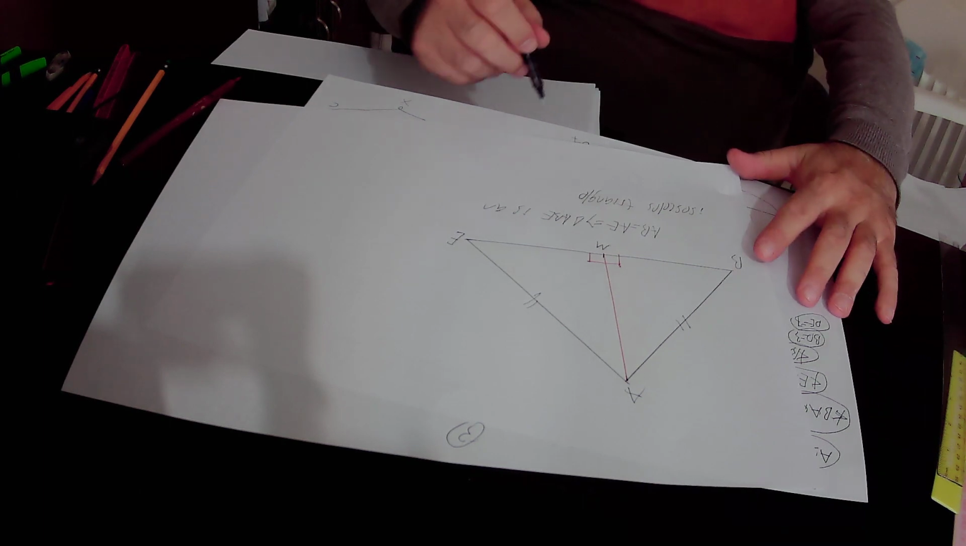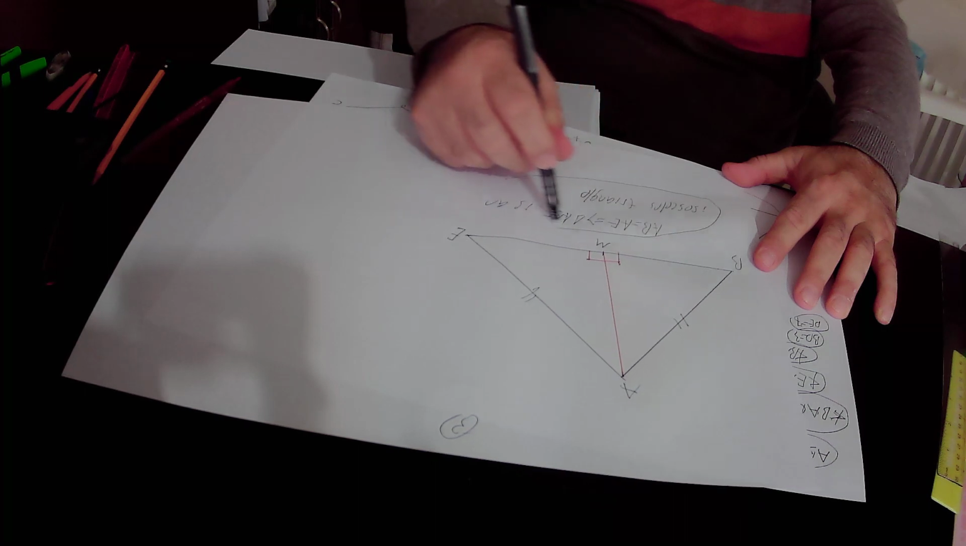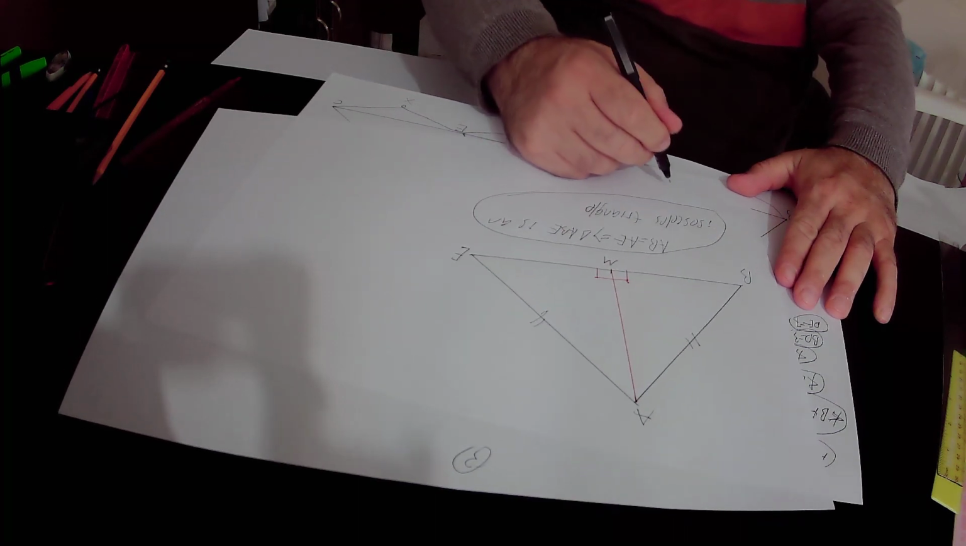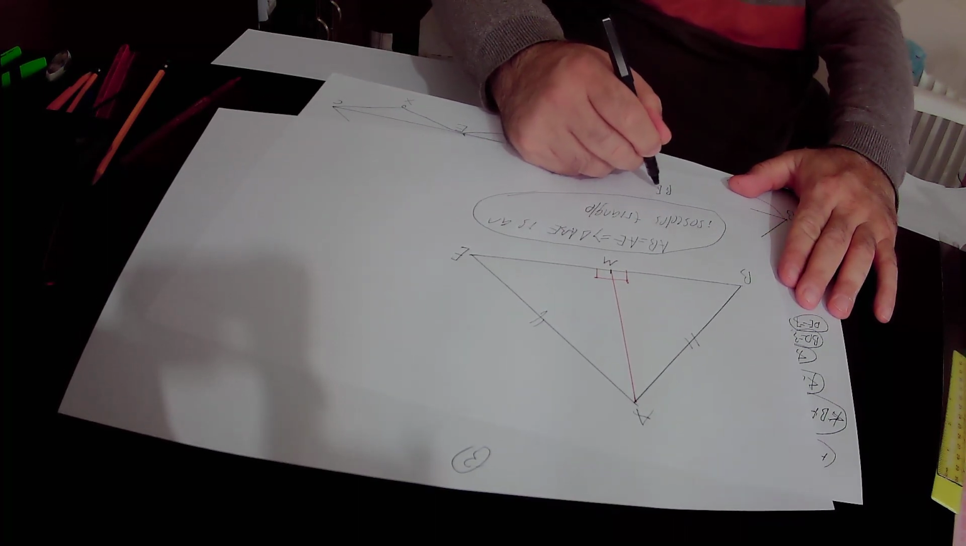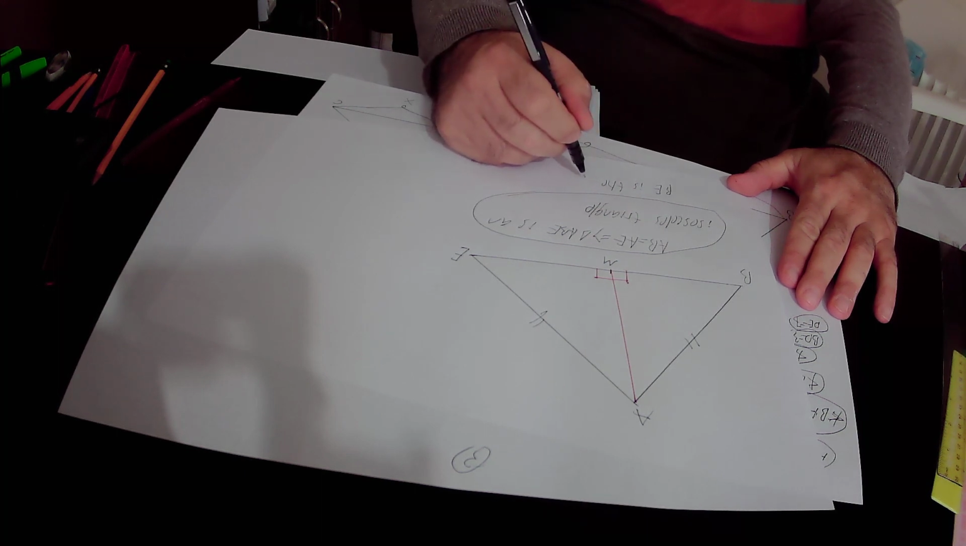And the base of the isosceles triangle, triangle ABE, is BE. BE is the base of the triangle, the base of the isosceles triangle ABE.